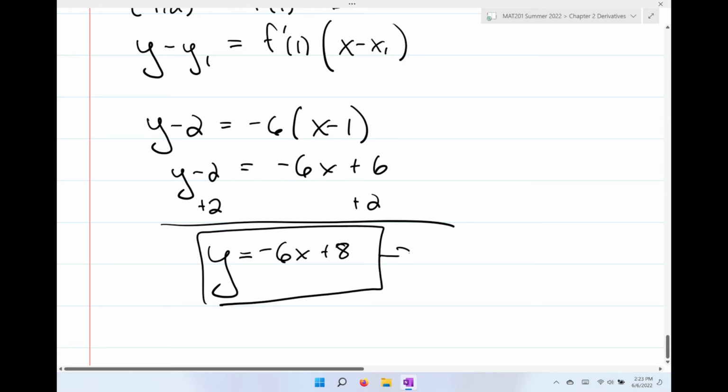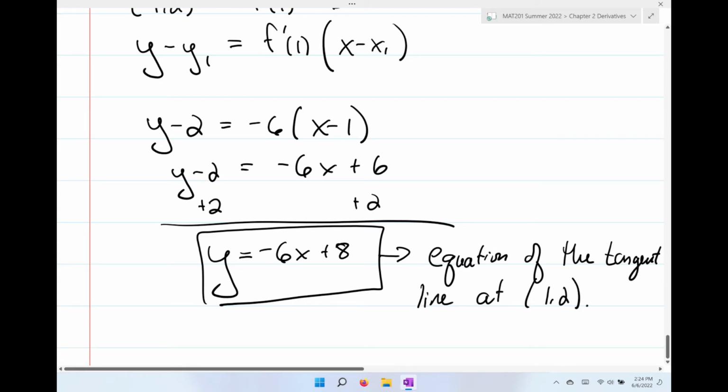And this is our equation of the tangent line at the point 1 comma 2. So what I'd like to do here is go ahead and show you what this looks like to make sure we are correct.